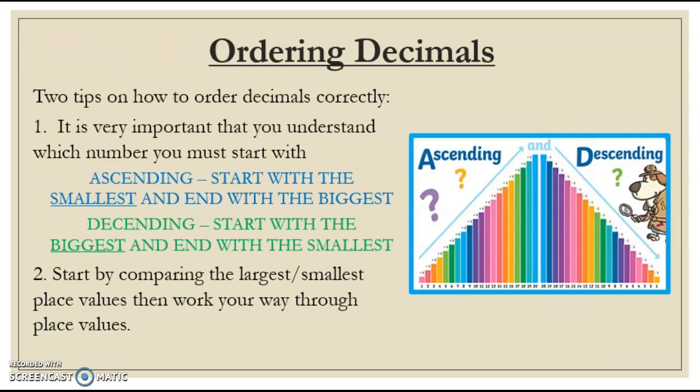Okay, let's look at another slide. Ordering decimals. There are 2 tips on how to order decimals correctly. Number 1, it's very important that you understand which number you must start with. If I ask for ascending order, please start with the smallest number. If I ask for descending order, please start with the biggest. Then secondly, start by comparing the largest or the smallest place values, then work your way through the place values.